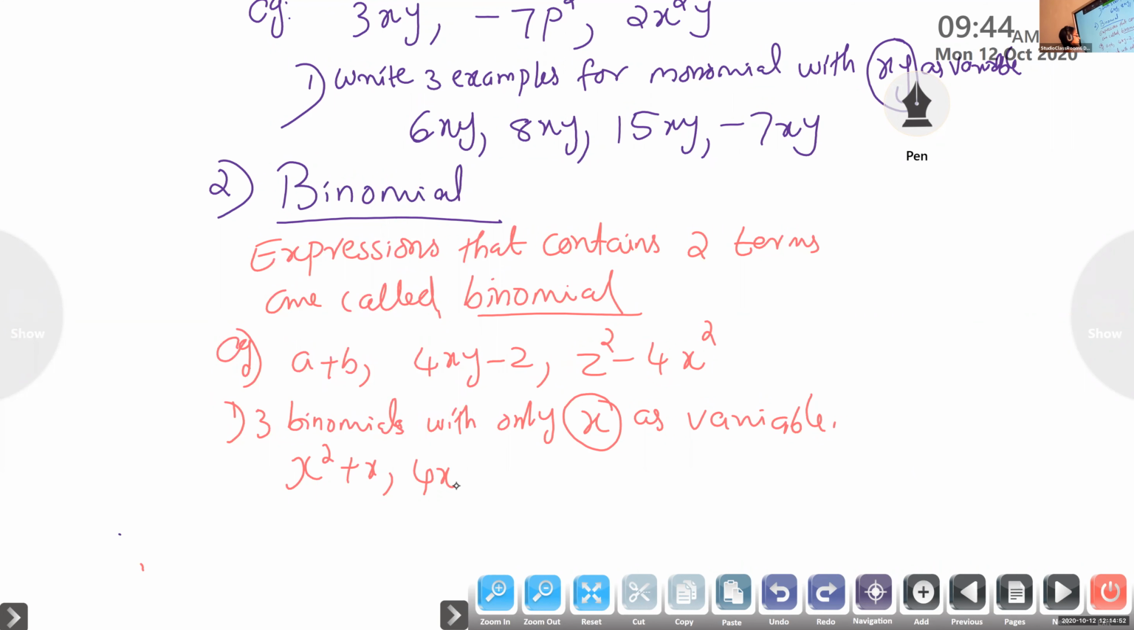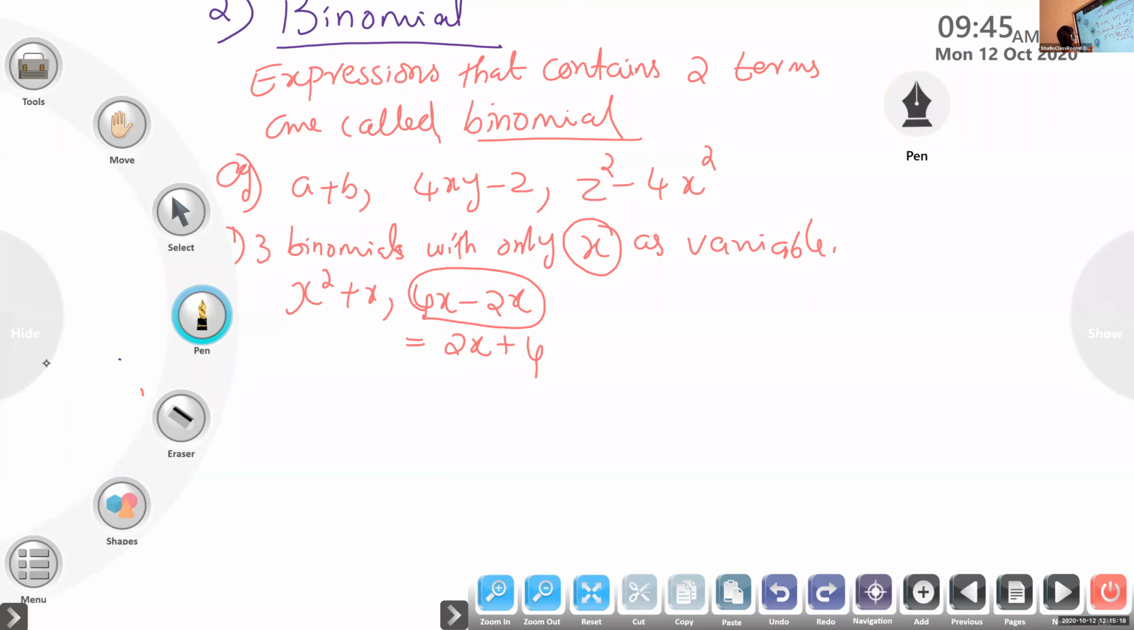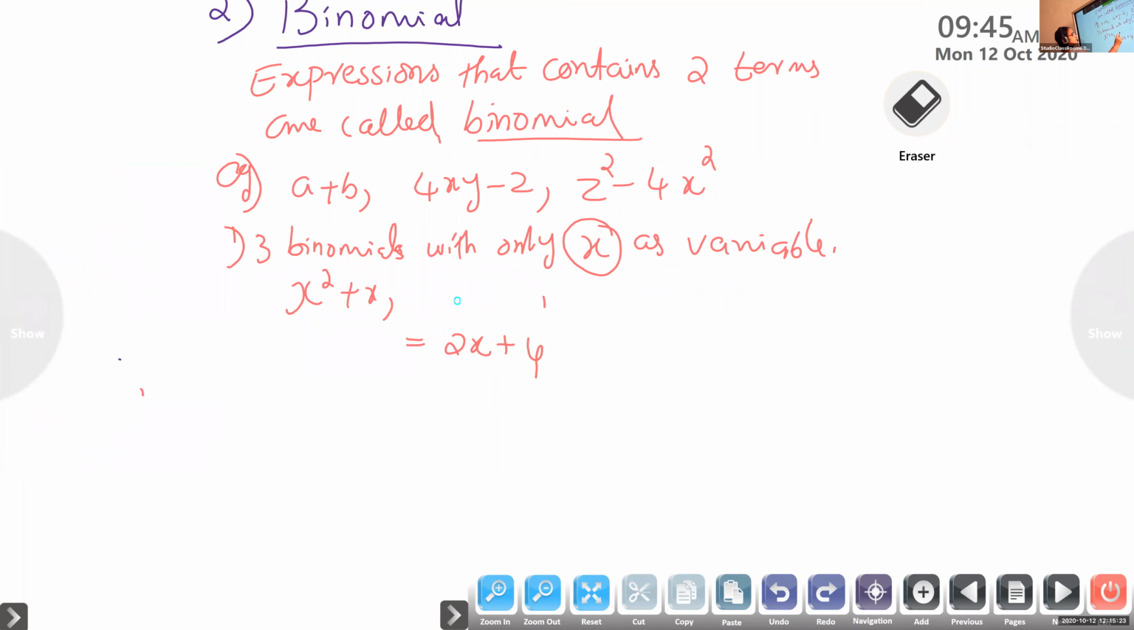4x minus 2x is actually not a binomial, because we can subtract, which we will study later. It is 2x only, a monomial. So one more term is needed. 2x plus 4 is a binomial. 4x minus 2x we cannot consider as a binomial because we can subtract and it will become 2x.